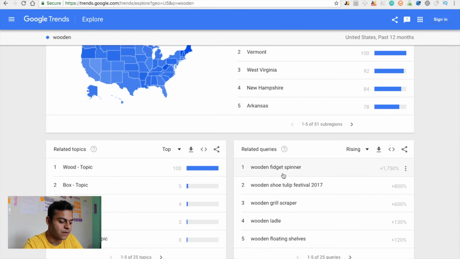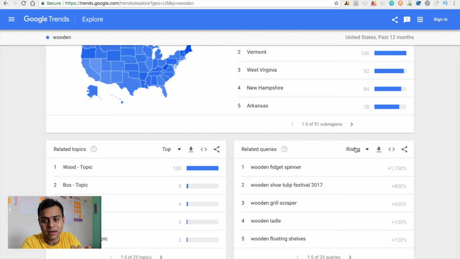So I'm just going to scroll down and find related queries. Over here you can see this is telling you that these are rising right now. These search keywords or phrases are rising on Amazon. People are searching for wooden fidget spinner. Now you must think about this. Fidget spinners are definitely very saturated and outdated now. You cannot and you should not start with it.